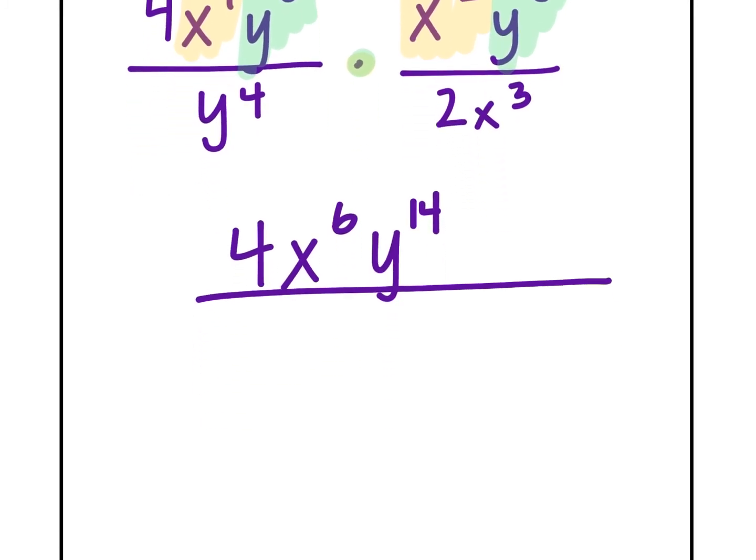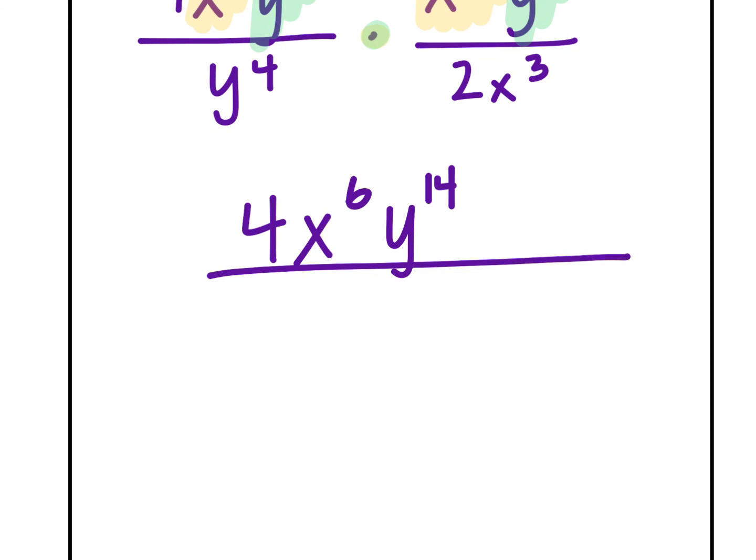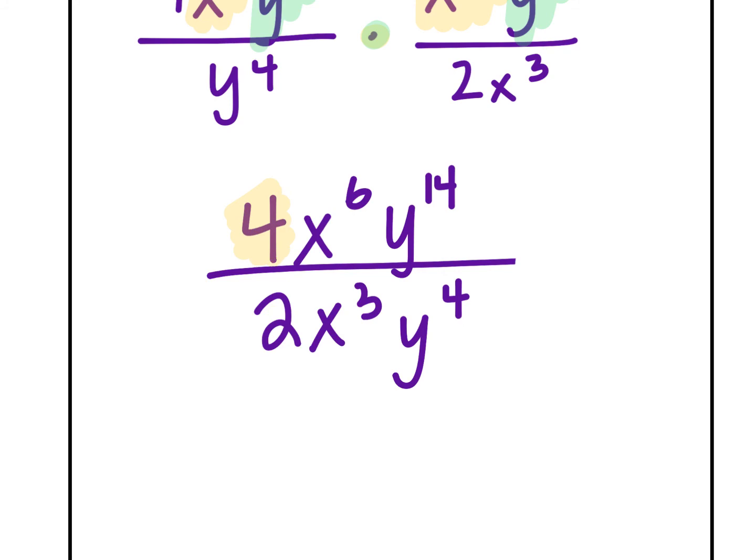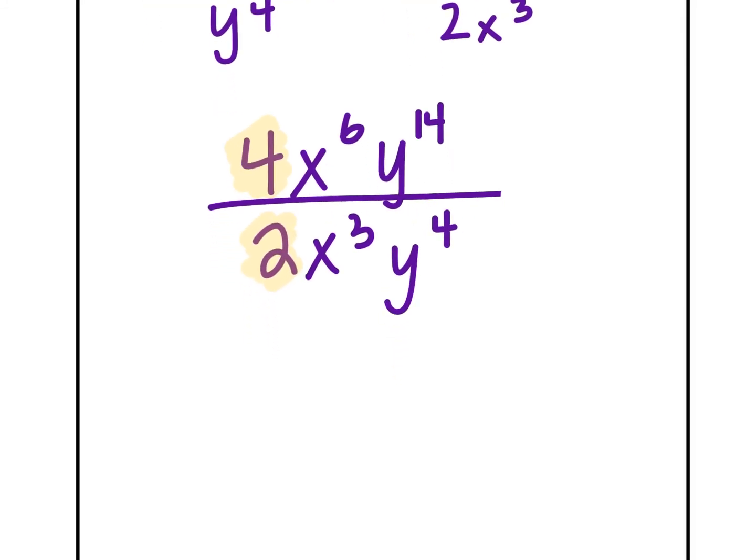Okay, now let's do the bottom. If you look at the bottom, everything is different. So I do have 2, x to the 3rd power, y to the 4th. The only thing that I did is I rearranged everything so it could be in alphabetical order. But from here, now it's a simple division problem. So let's start with our coefficients. 4 divided by 2 gives us 2.